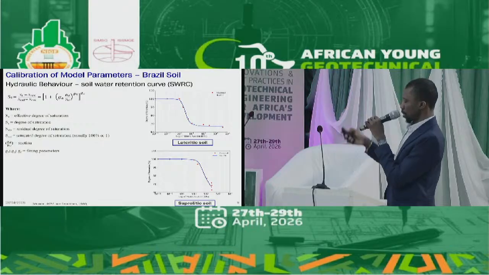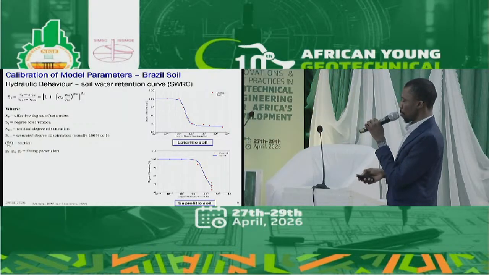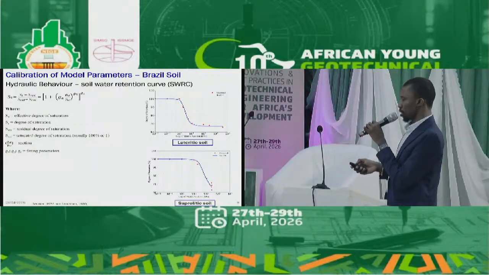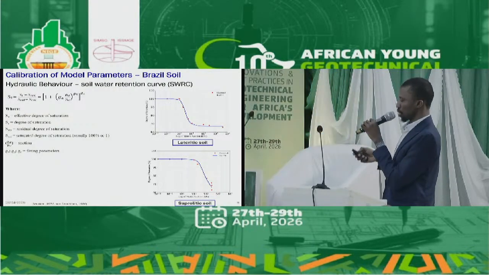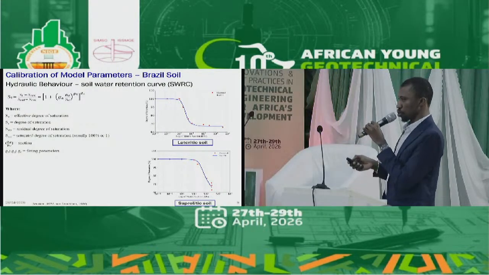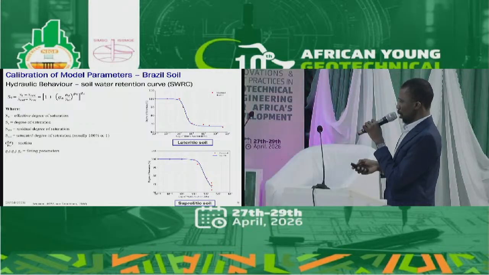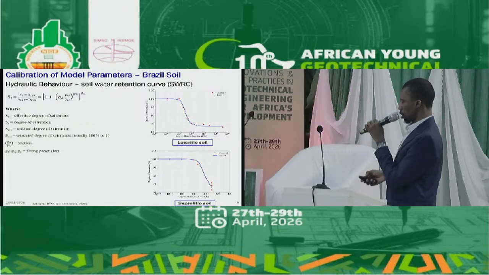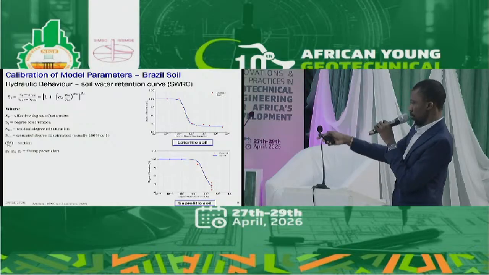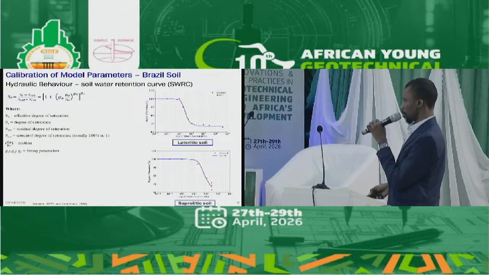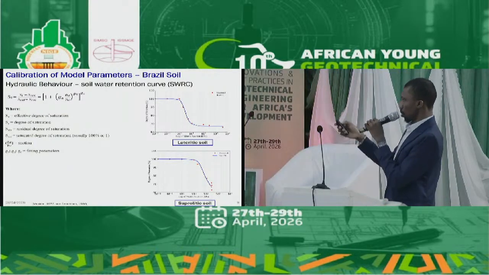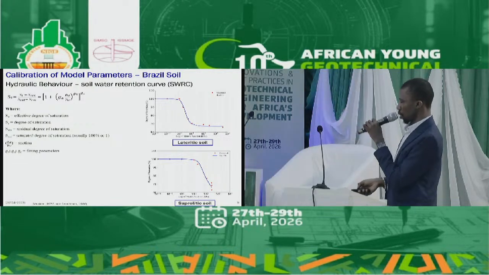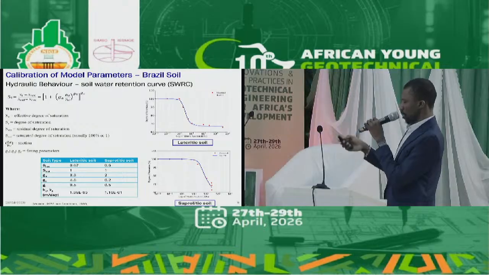Now, this is the soil water retention curve of the soil. The red points are the measured points, while the blue points are the best fit. We have two layers of soil: the lateritic soil layer and the saprolitic soil layer. The chair is somehow covering the other part of it. First of all, I obtained the hydraulic behavior of the soil, and these are the model parameters.